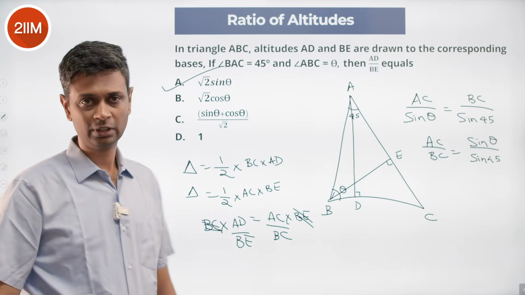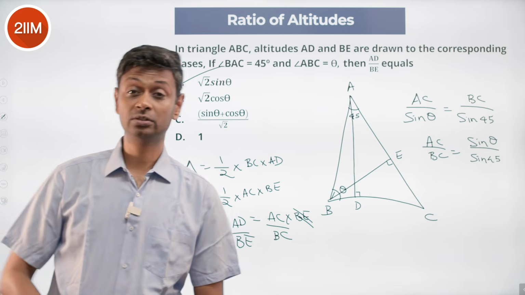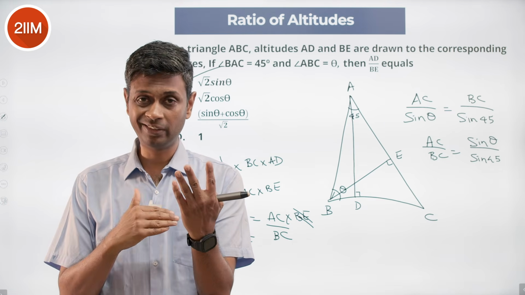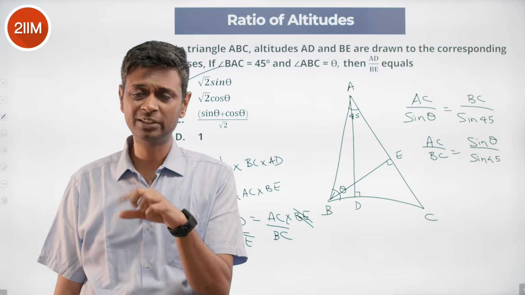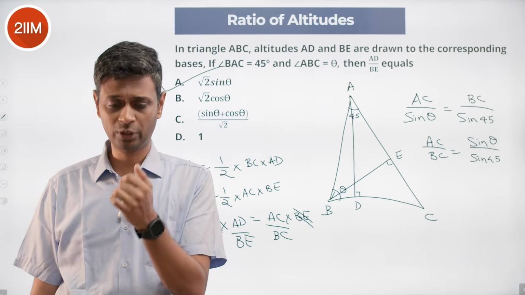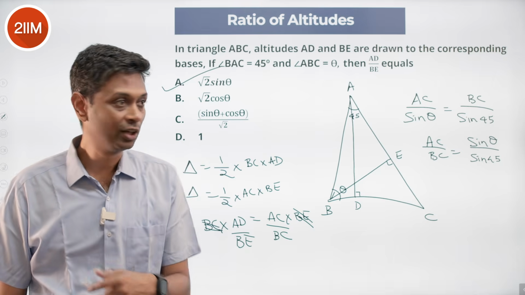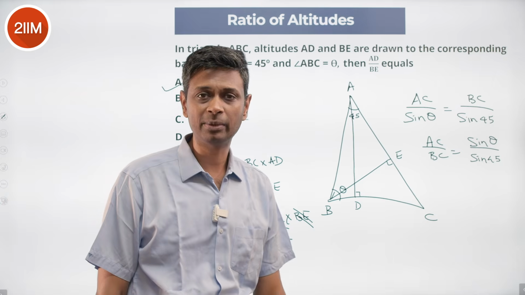Half into base into height is half into base into height. So we want to find the ratio of heights. It's the opposite of the ratio of bases. Once we know that, we need to find the ratio of bases. a by sin A equals b by sin B, so we need the ratio of the sines of the two angles. One angle is theta and the other is 45, so sin theta by sin 45, which is root 2 sin theta.